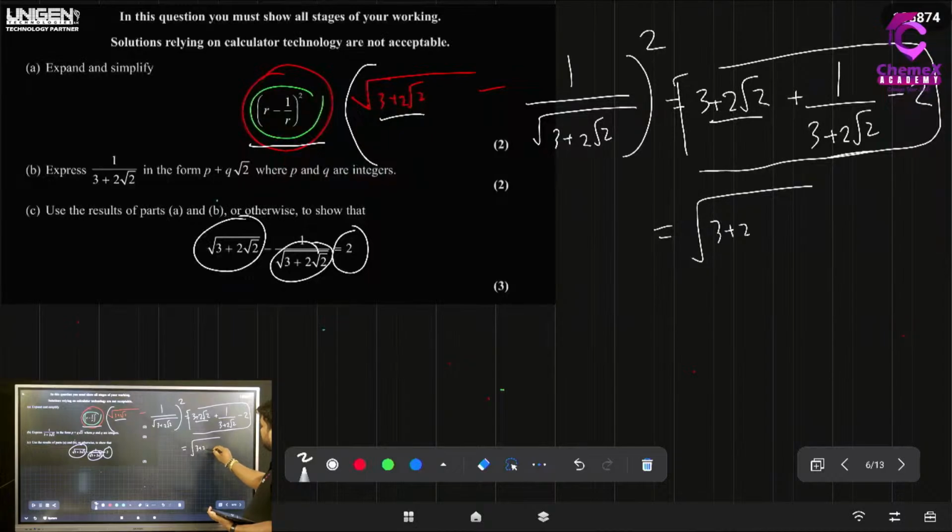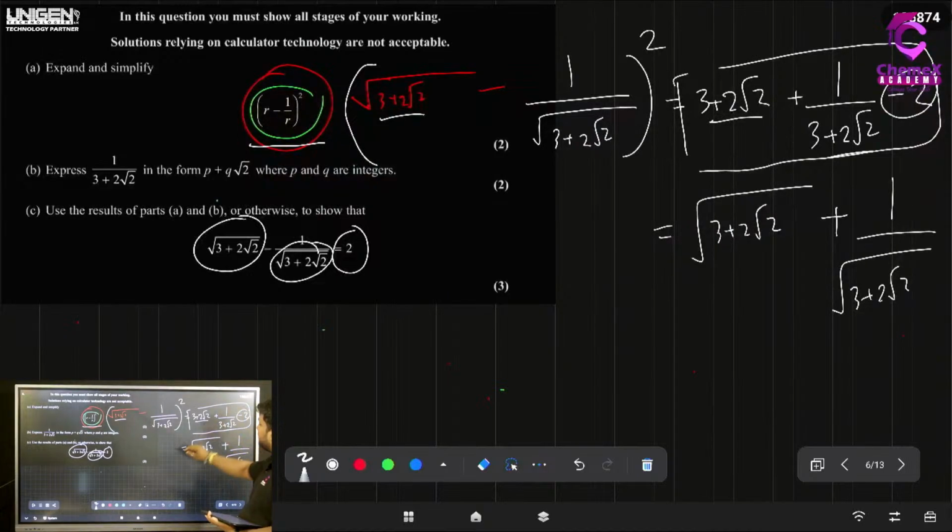3 plus 2 root 2 plus 1 over 3 plus 2 root 2, whole thing root, can be equal to this 2 going to the other side. That's what they have given. Show that. Here, it's gone to the other side. That's why minus 2 becomes plus 2. Got it or not?